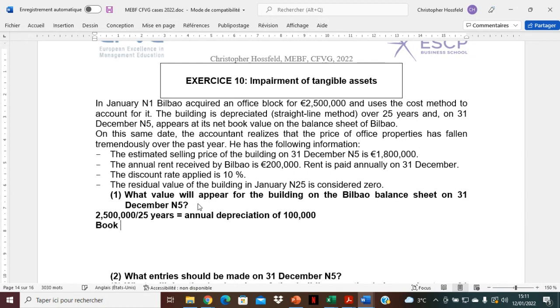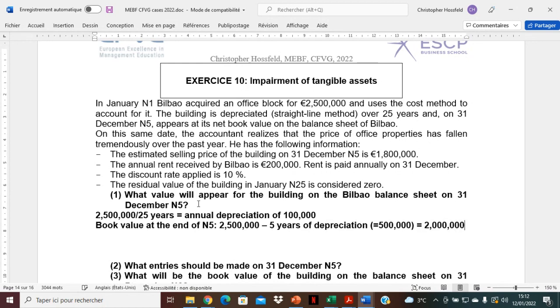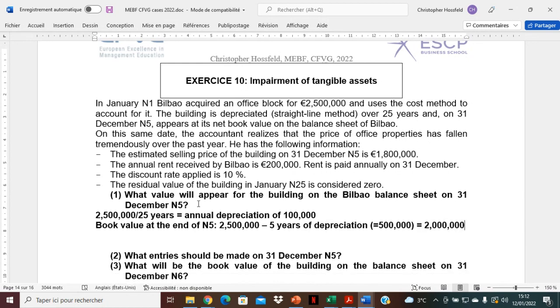Now I want the book value at the end of N5, so after 5 years. What is the book value? It's the acquisition cost minus 5 years of depreciation. 5 years of depreciation is 500,000. So the book value at the end of N5 is 2 million. That's the answer to the first question.